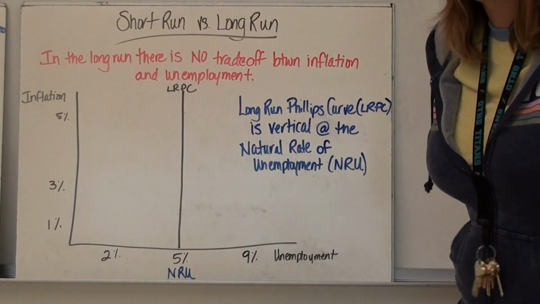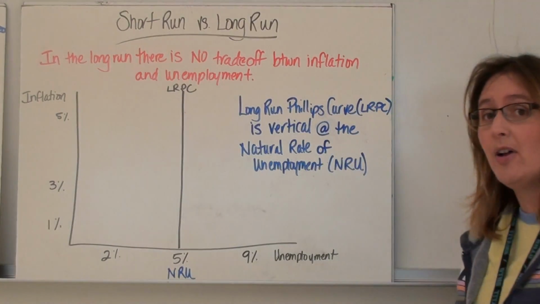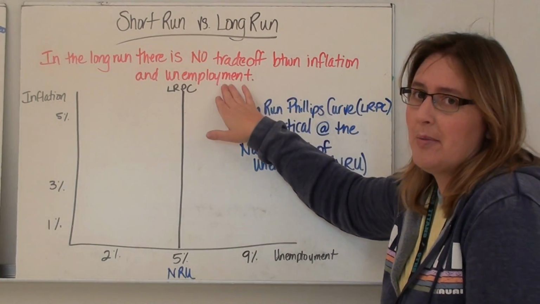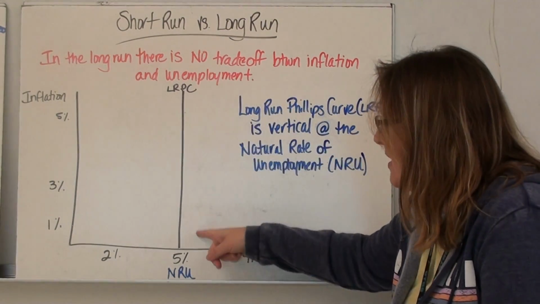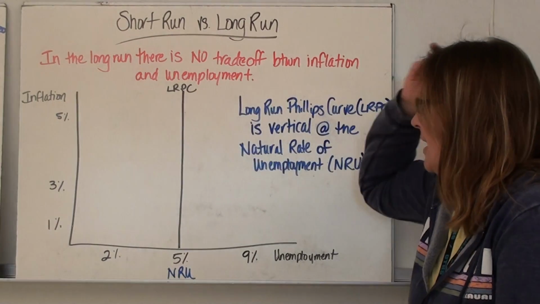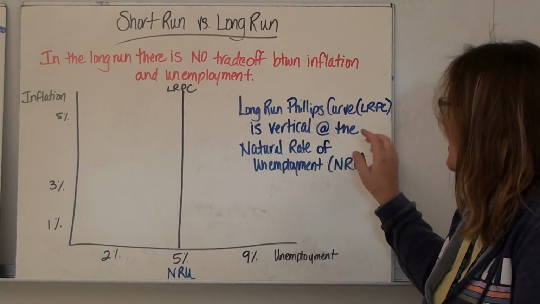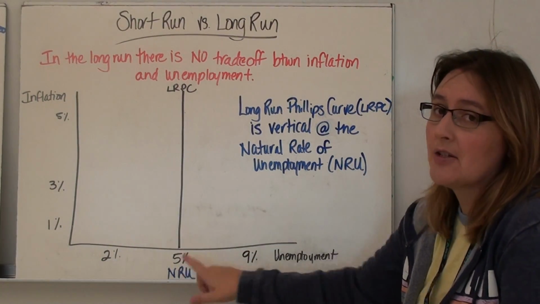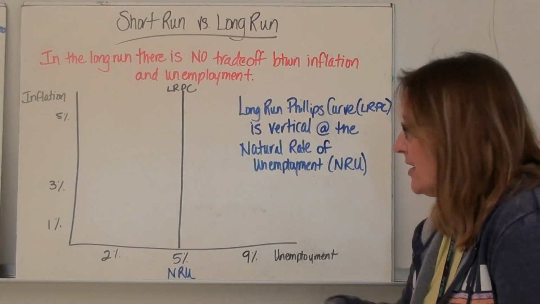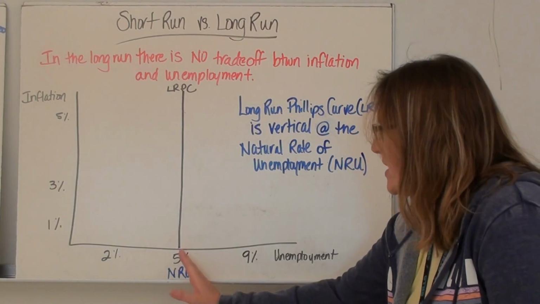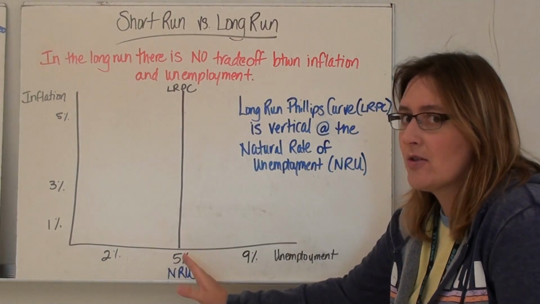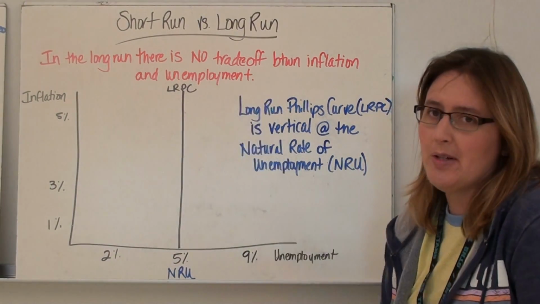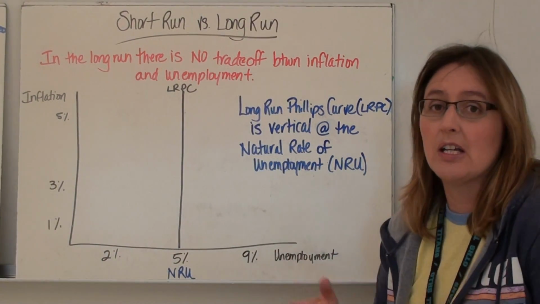All right, there is also a long-run PC line, the long-run Phillips curve. In this one, there is no trade-off between inflation and unemployment. It's just a straight up and down line, the long-run PC, and it is vertical at the natural rate of unemployment. So for the US, the natural rate of unemployment is between 4 and 6%, so we'll just call it 5. At 5%, the natural rate of unemployment, we're going to have this long-run PC line that's straight up and down. Inflation isn't related to it, that just is what it is.